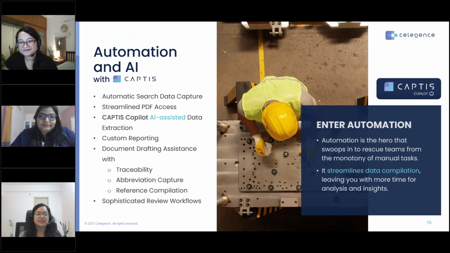I absolutely agree, Shruti. So automation is the key to address this issue. For example, Captis has really streamlined the literature search and review process that we perform for CERs and other regulatory documents here at Celligence. And we no longer have to keep track of multiple Excel sheets. And there is traceability also for all the articles that we get from the source.